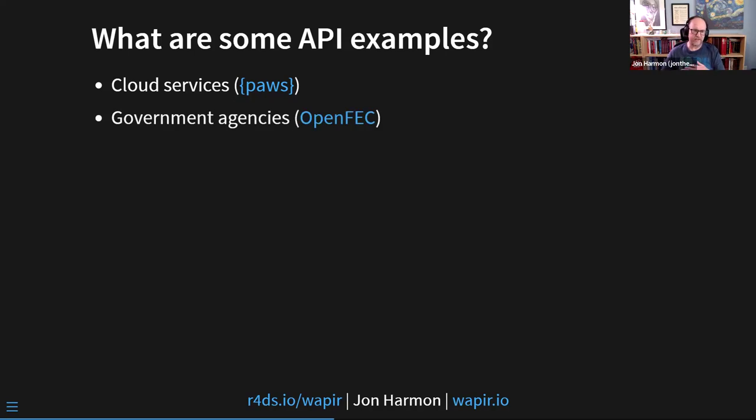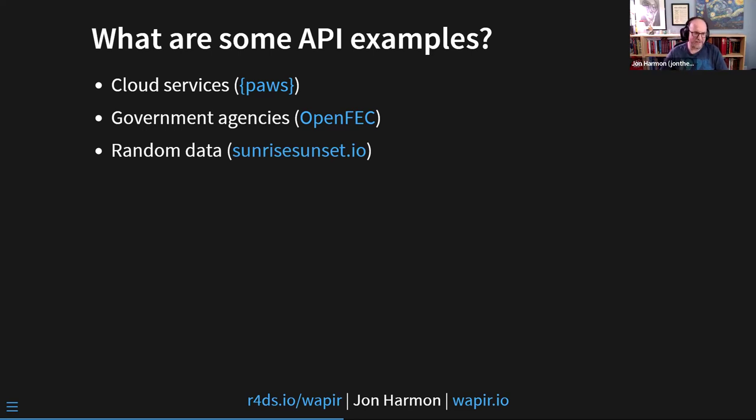Lots of government agencies, both in the US and internationally, have APIs. One that I'm going to use quite a bit is the Federal Election Commission API at OpenFEC. A lot of agencies have APIs. There's an API for finding NIH grant information, I think, and different things like that. There are also random data APIs out there on the internet.